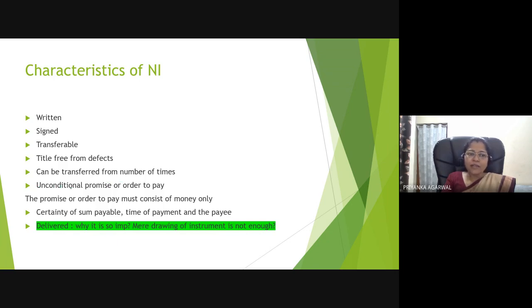Certainty of sum payable, time of payment, and the payee: all this should be certain. How much amount you have to pay should be certain. You cannot say that the amount will be calculated on this date when no calculation method is provided, so the amount is uncertain. Time of payment has to be specified and certain. If it is mentioned that the amount will be paid on the date of X's death, again this is valid, because the time of payment is certain, as death is certain. Whom to make the payment to, that payee should be certain.